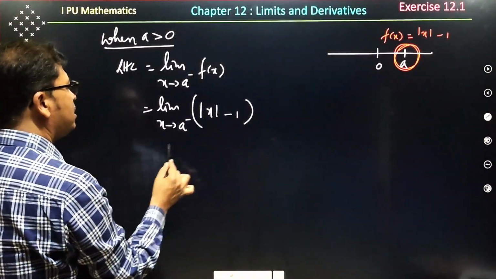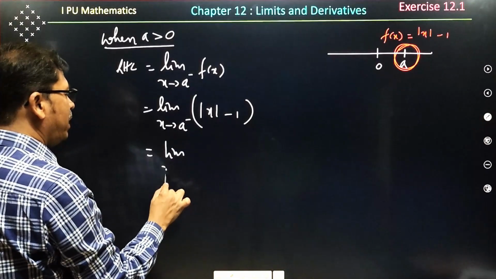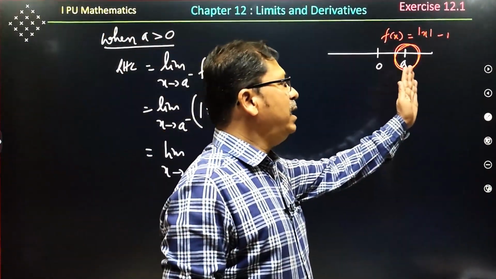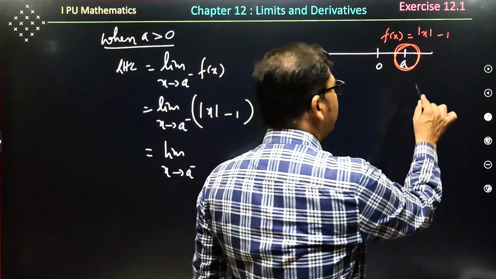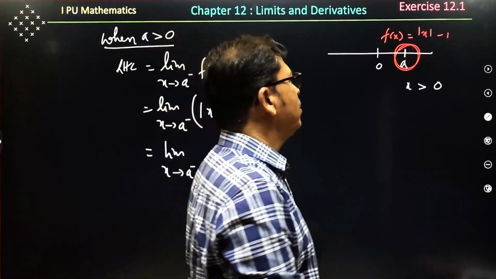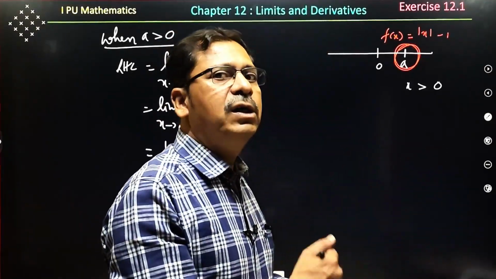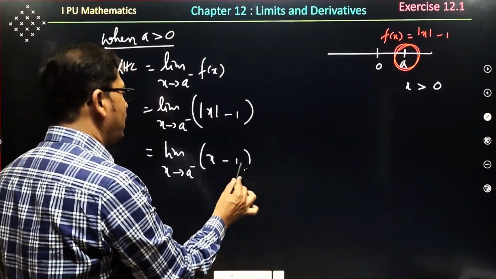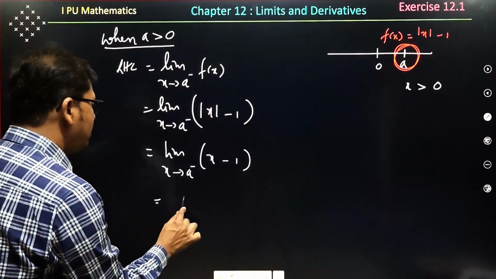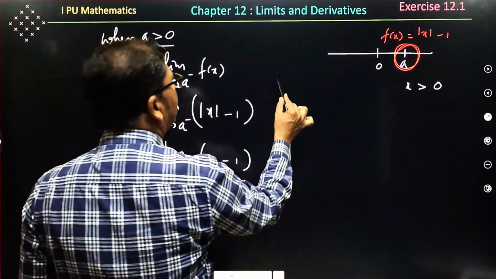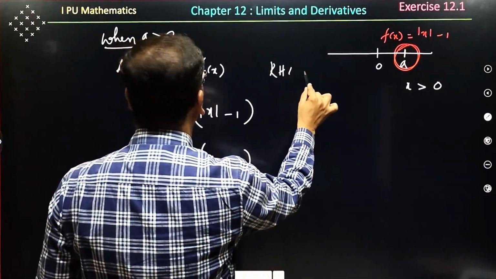So the answer is limit x tends to a minus. See, a is on the right side. It means x is greater than 0 here. When it is greater than 0, mod x is equal to only x minus 1. Now simplify. This is a minus 1 here. Left hand limit on simplification is a minus 1. Right hand limit also leads to the same value here.